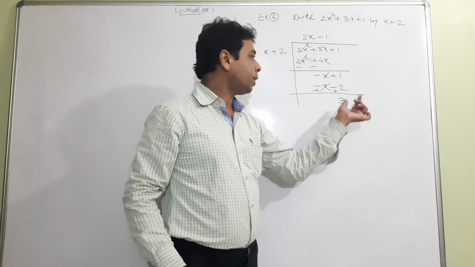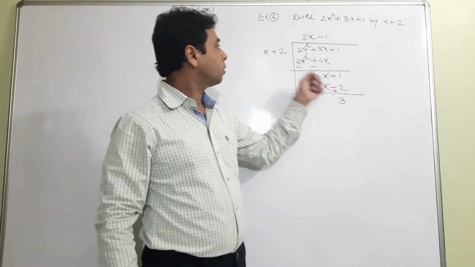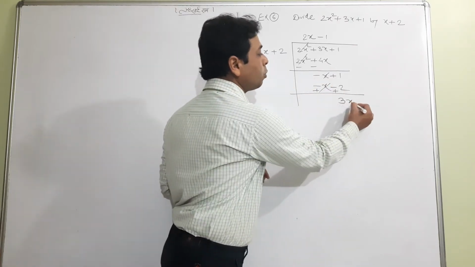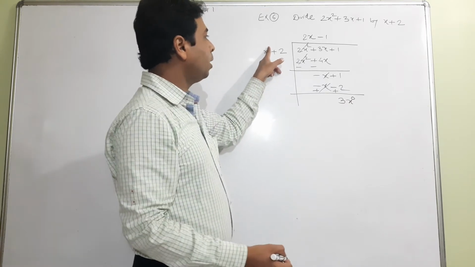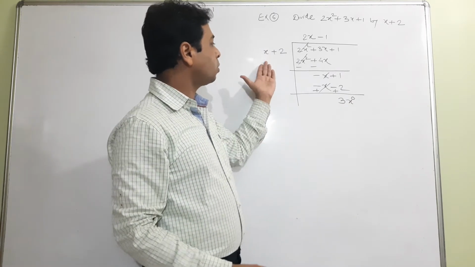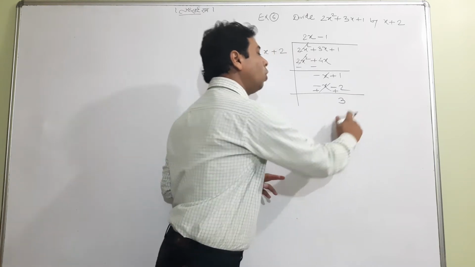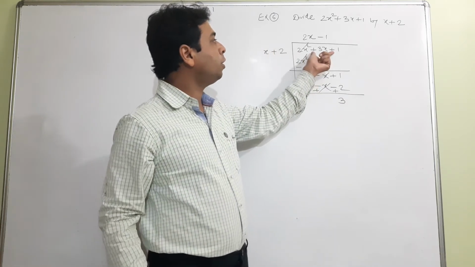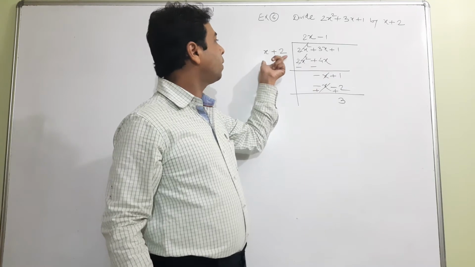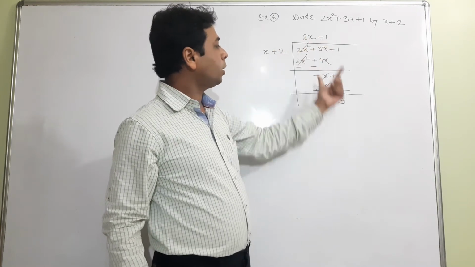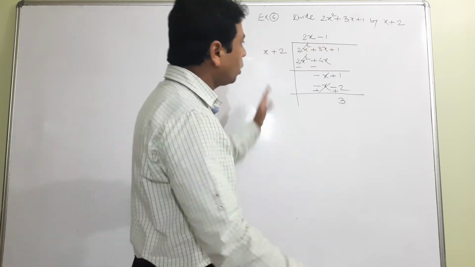So now I would say that in the remainder there is no x, meaning x to the power 0 is here, while the divisor has x to the power 1. This is going to be less than that, so the divide procedure will end. So in the whole work we got that this is the dividend, this is the divisor, this is the quotient, and this is the remainder. So this is a procedure.